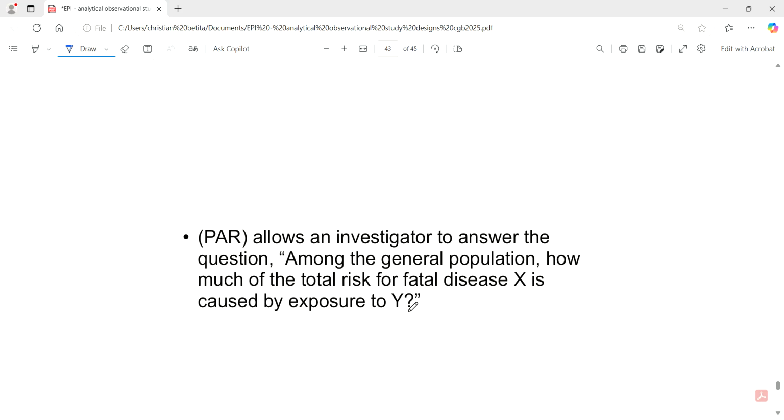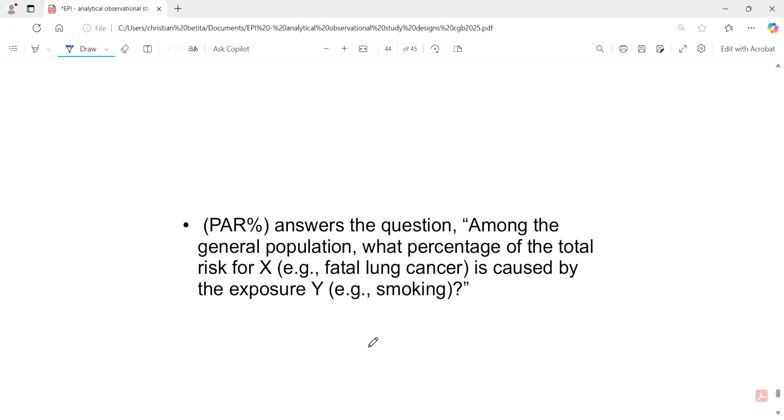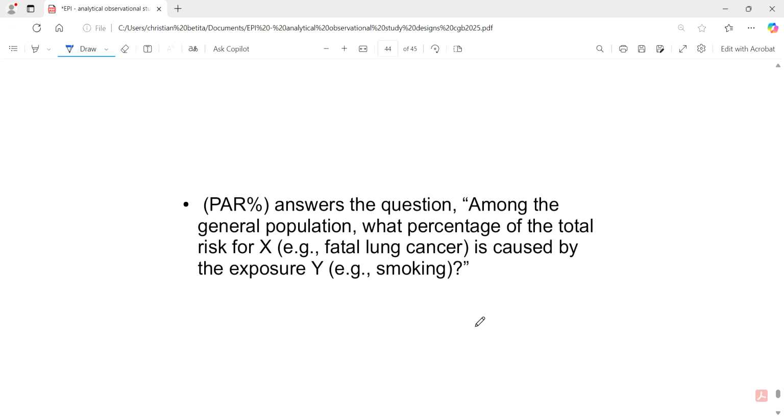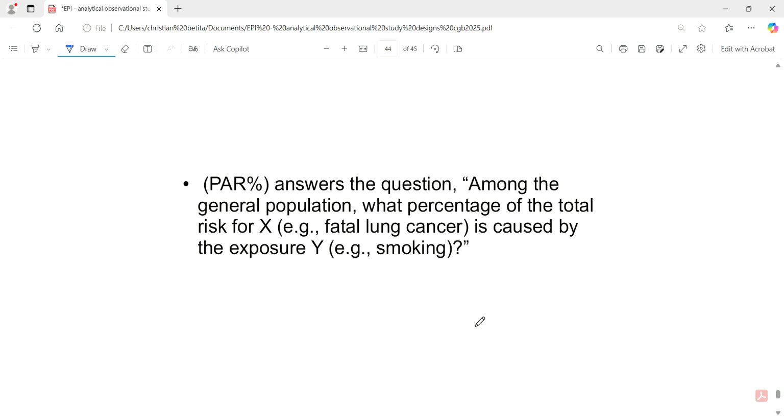Your population attributable risk allows an investigator to answer the question among the general population, how much of the total risk for disease X is caused by exposure to Y? And the PAR percent answers the question among the general population, what percentage of the total risk for X is caused by the exposure?